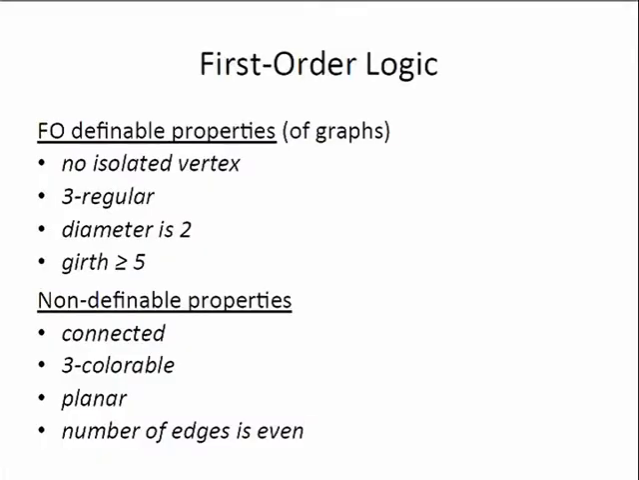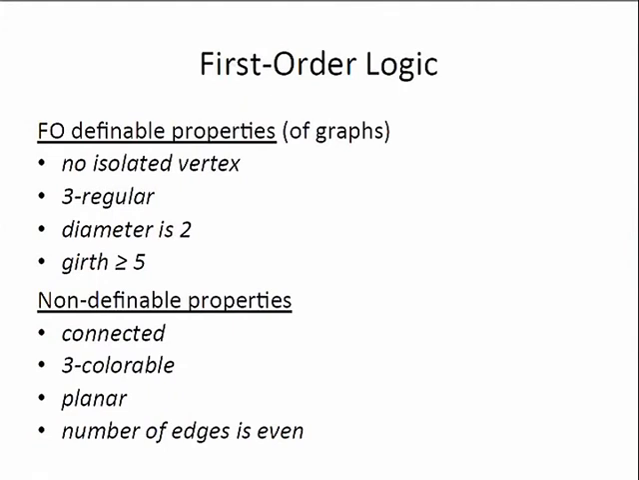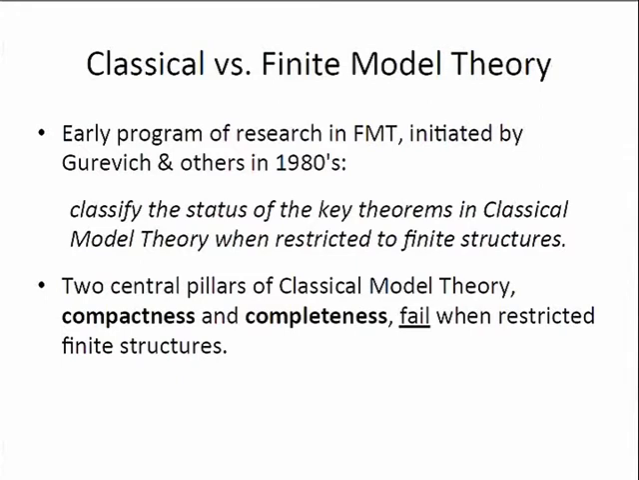Earth is at least five. These are all easy to write out as sentences. But some properties which are not definable are things like a graph being connected, three-colorable, planar, or having an even number of edges. And when we talk about Ehrenfeucht-Fraïssé games, we'll talk a bit about how you establish these properties.